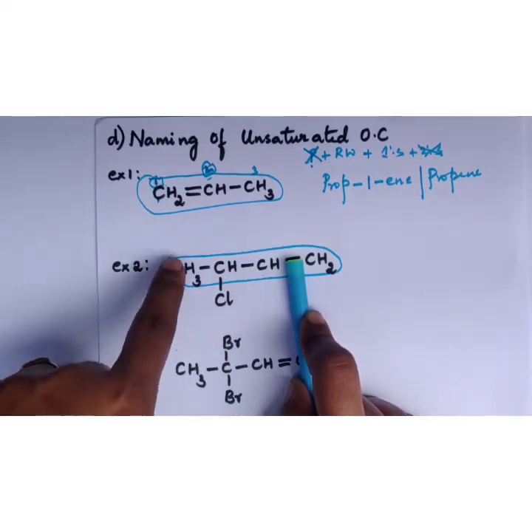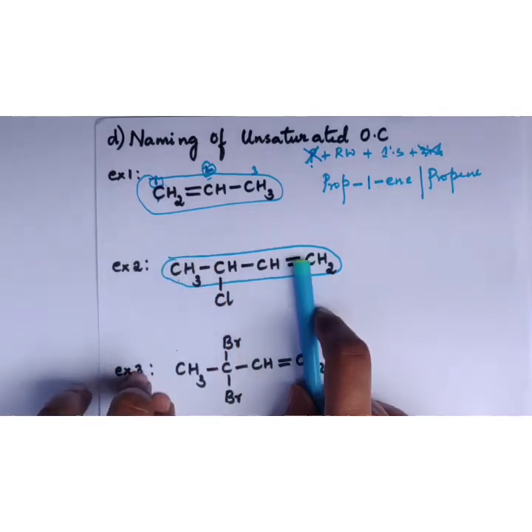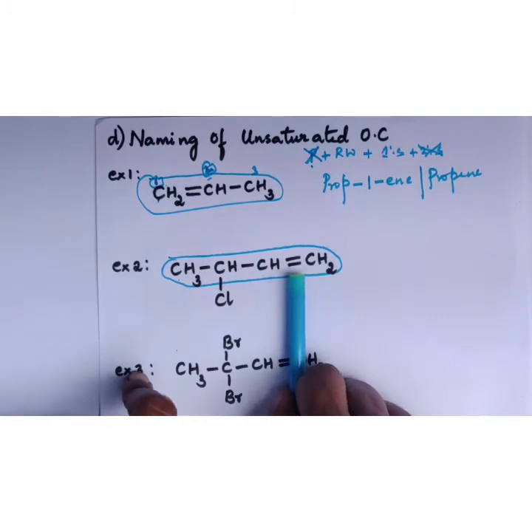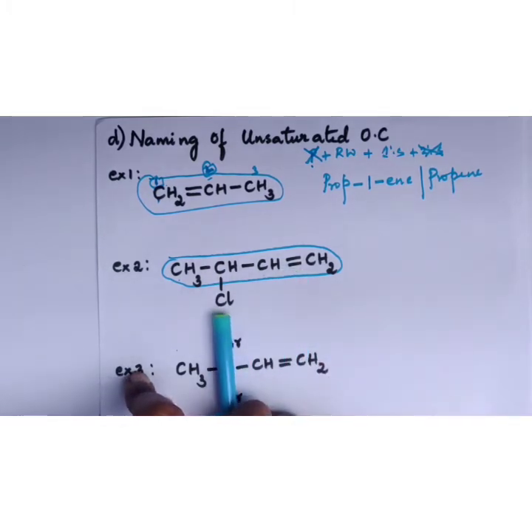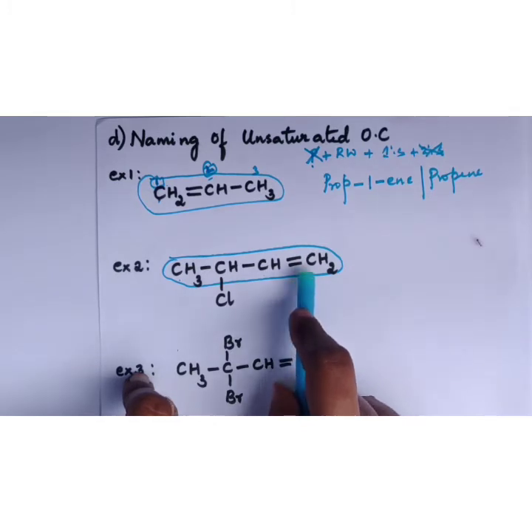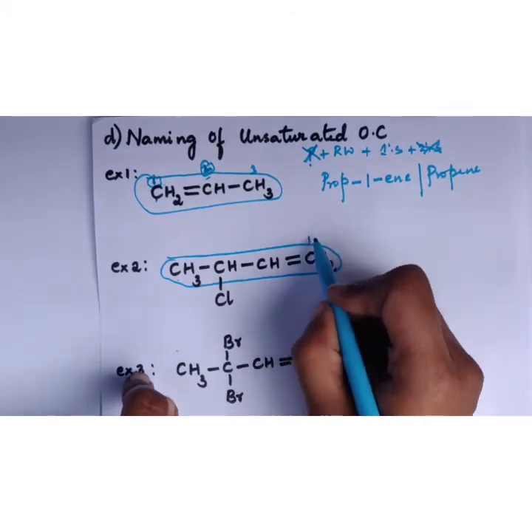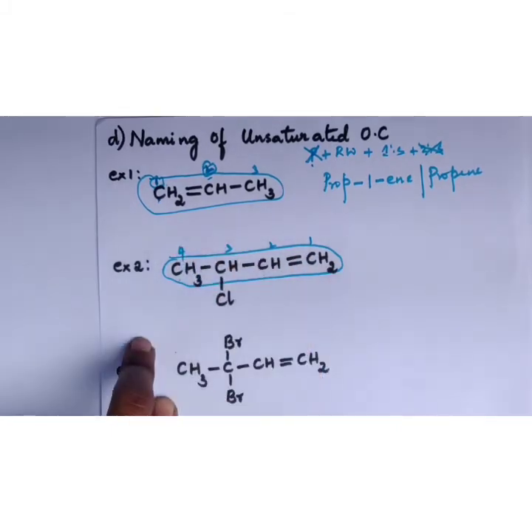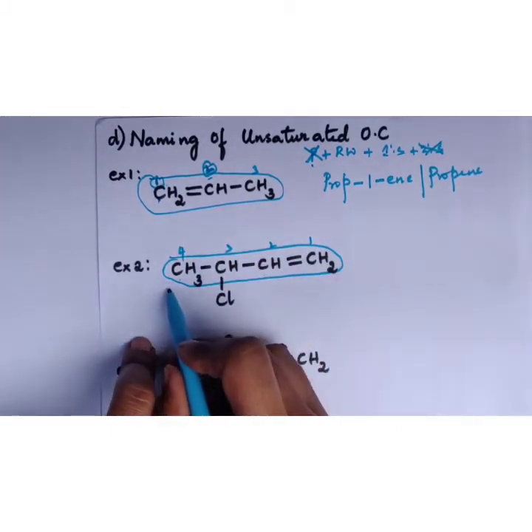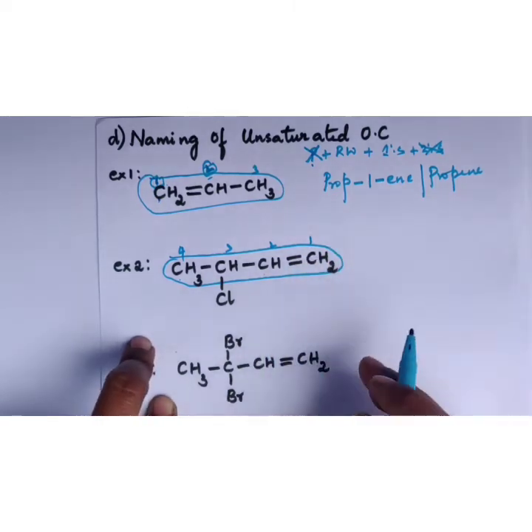Numbering you would have done from the left side, because this chloro should get the lowest numbering. But now you have got a double bond. When a double bond is there along with prefixes like chloro, bromo, iodo, methyl, ethyl, the preference is given to the double bond or the triple bond. So this carbon atom should get the lowest numbering. That means the numbering will go from this side. So it is 1, 2, 3, 4. Don't take a chance of numbering it from the other side, because the double bond should get the lowest numbering.